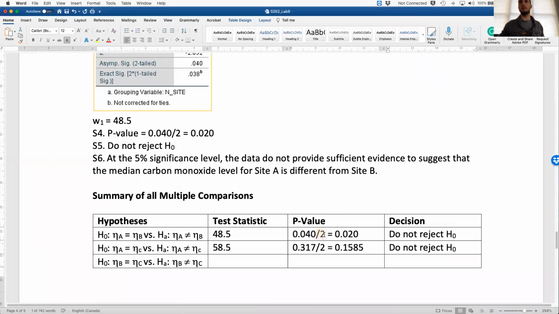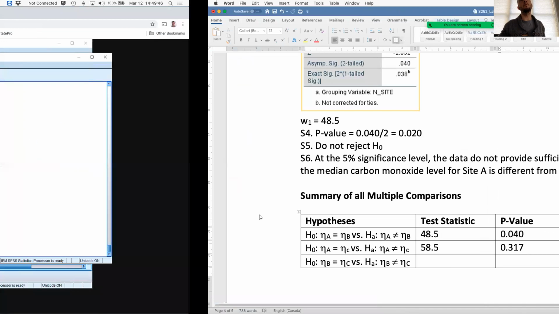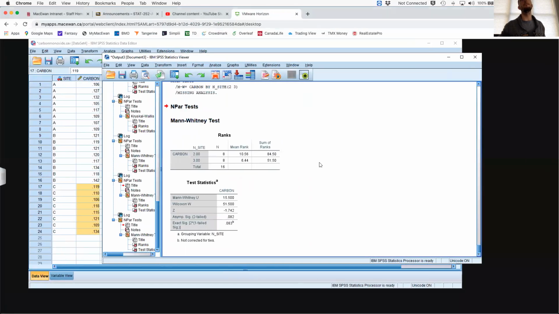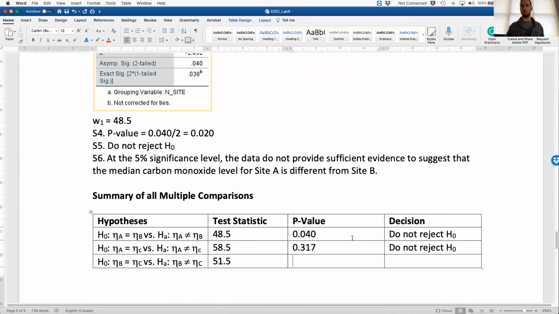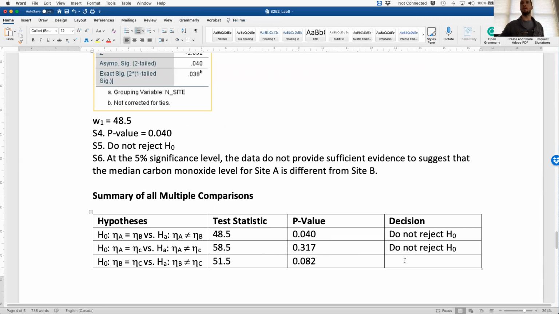Okay, and then this gives us, oh wait, I don't need to divide these by 2. Sorry, these are two-tailed tests. Okay, and then that gives us 51.5. Okay, and then we have 0.082. And then we have do not reject H0.